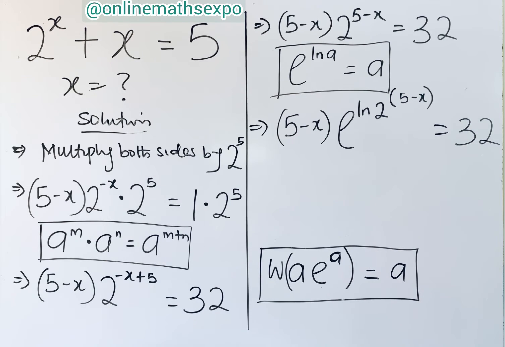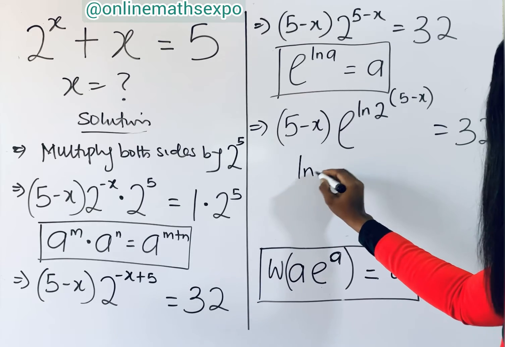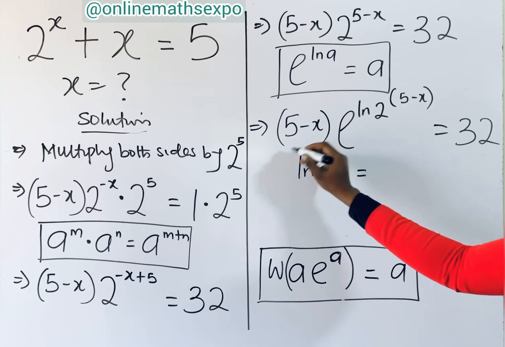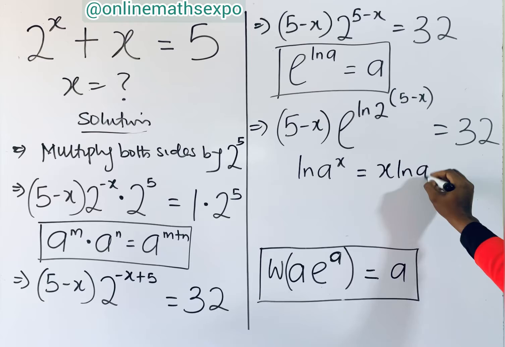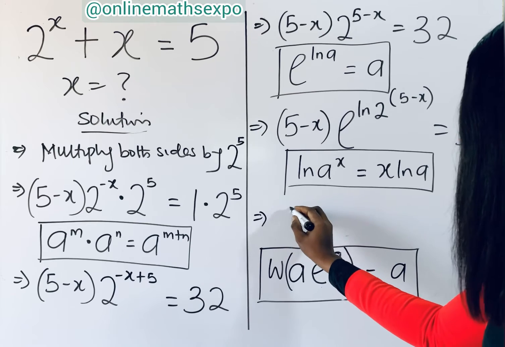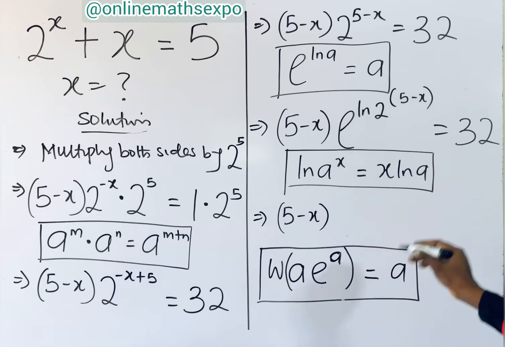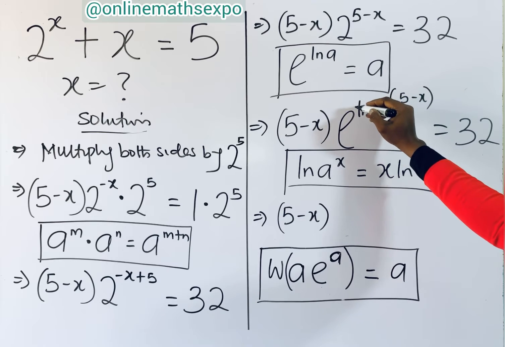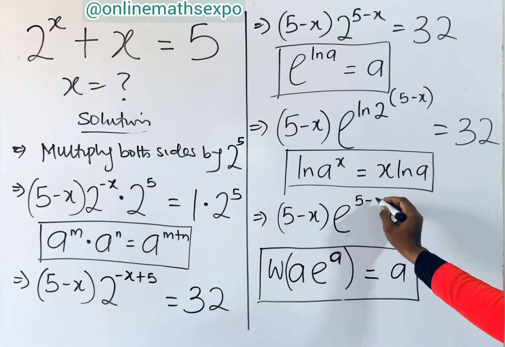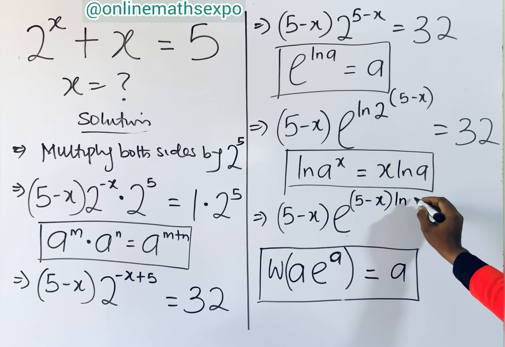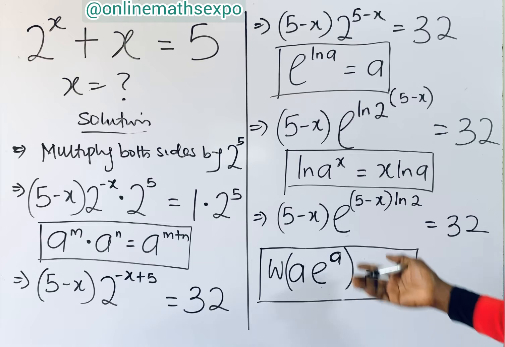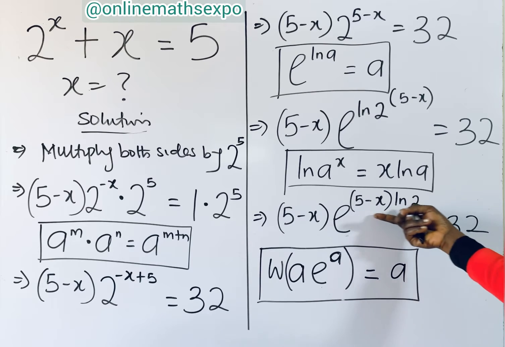So what do you do next? Just remember that for every ln of a to the power of x, just your normal logarithm rules, it is equal to the power multiplied by x ln of a. So we're going to apply this rule in this. To simplify, 5 minus x is multiplying this power, we multiply the ln. So we have e to the power of 5 minus x multiplied by ln of 2 is equal to 32.